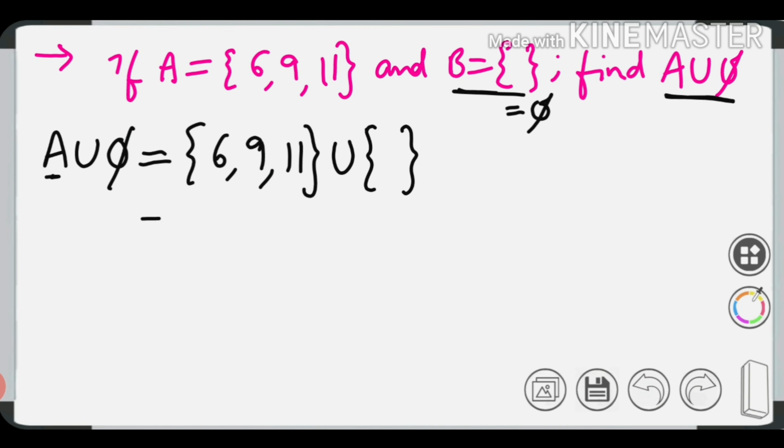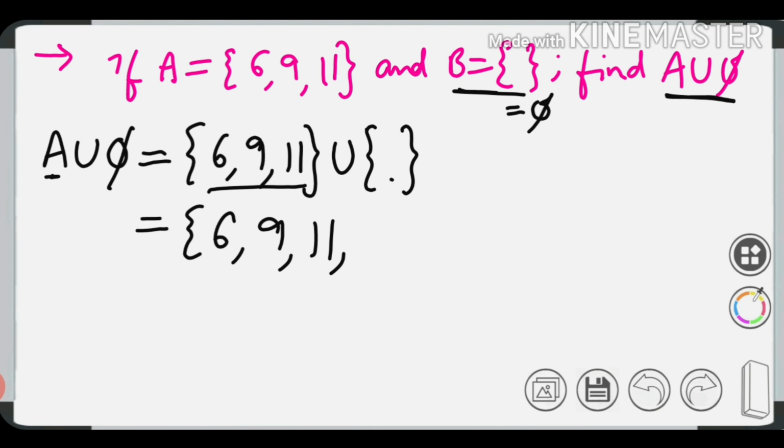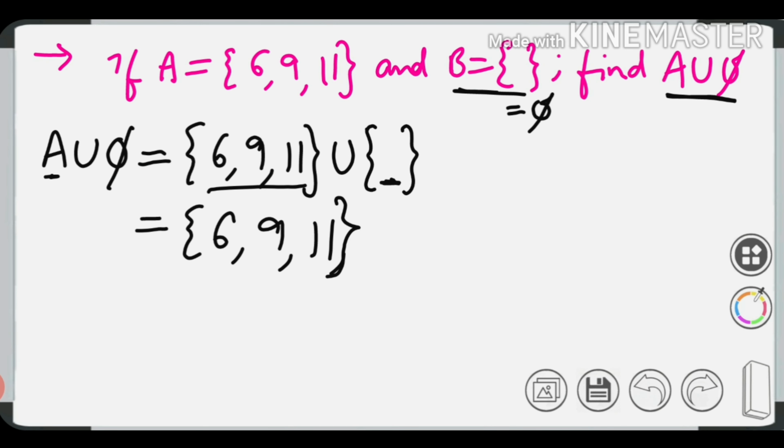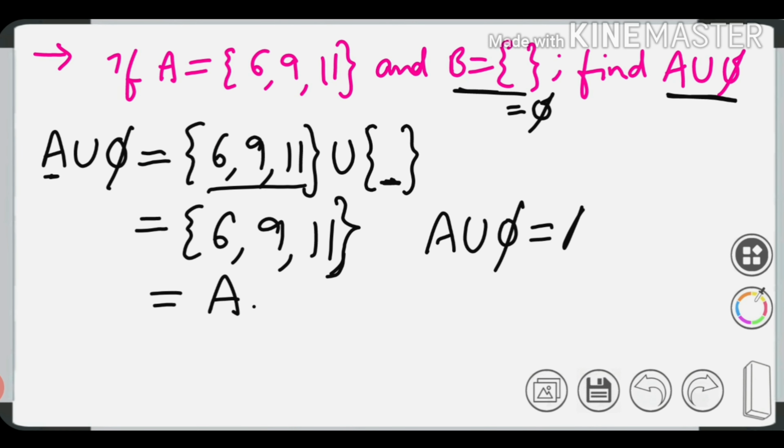And we know that first we have to write the A elements. So 6, 9, 11 comes here. After that the B elements, but there are no elements in B, that is the empty set phi. So we have to close the bracket here. So we will get 6, 9, 11, this is nothing but our set A. That means A union phi gives us the set A.